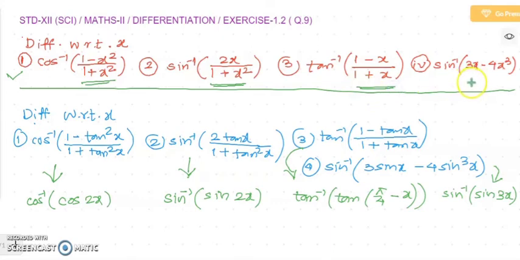If you remember these formulae, then here also, the expression inside the bracket has to be looked at. And for understanding it better, I have given some ready formulae. So this 1 minus x square upon 1 plus x square looks like 1 minus tan square x upon 1 plus tan square x, which is cos 2x. So if you see this example like this, it will become very simple. Cos inverse cos 2x is simply 2x. Understood?